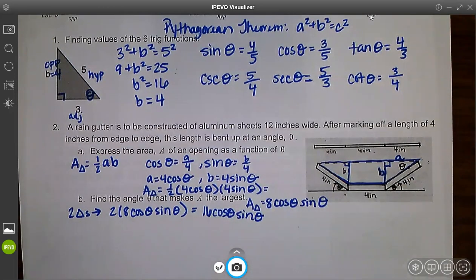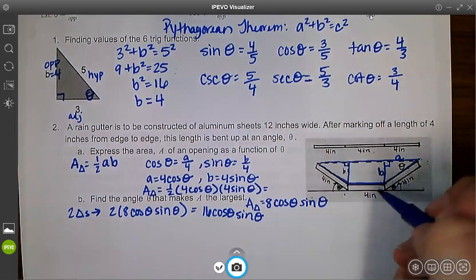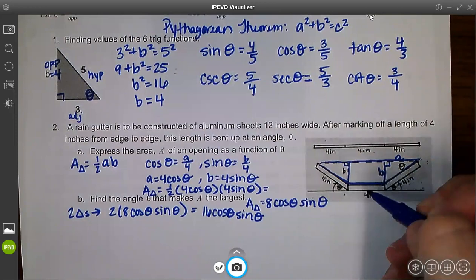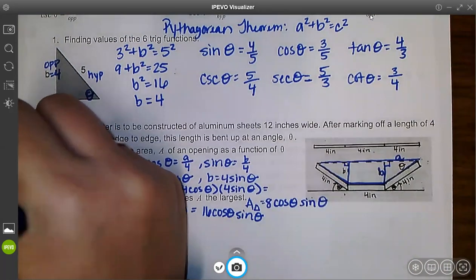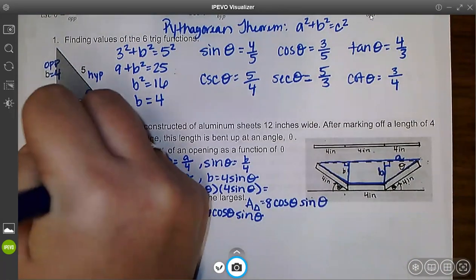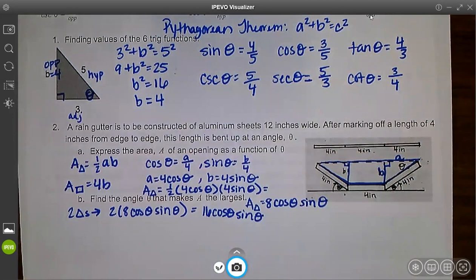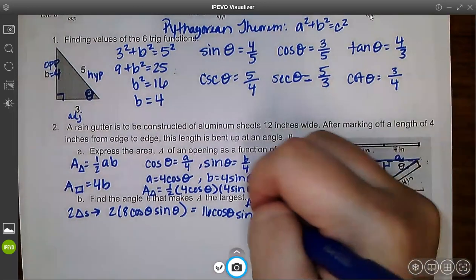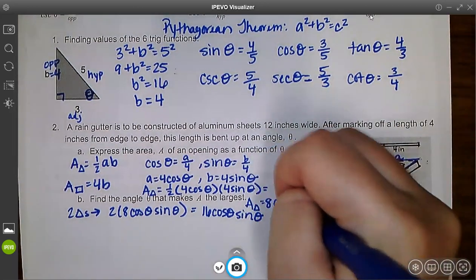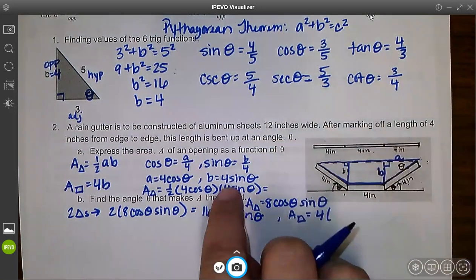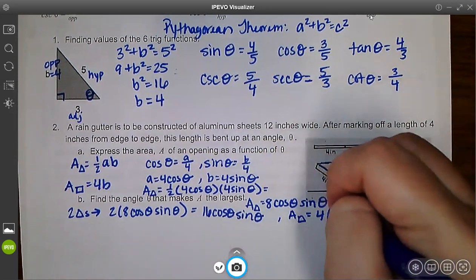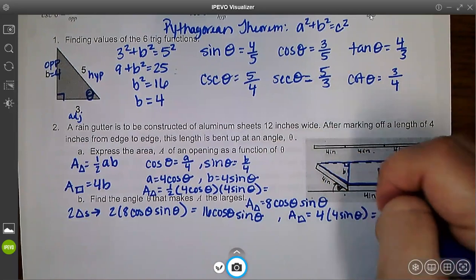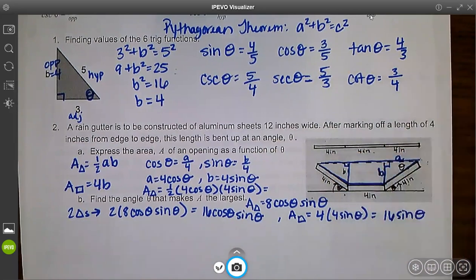The area of the rectangle is 4b, because we have length times height there, so my area for my rectangle is 4 times b. So b is the sine of theta, so my area of my rectangle equals 4 times b, which is 4 sine of theta, which is 16 sine of theta.